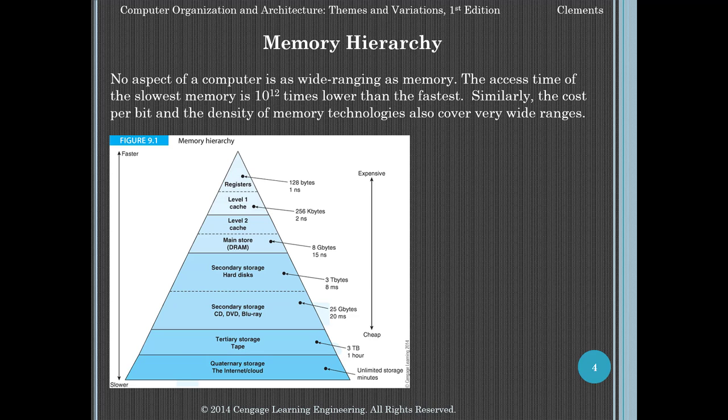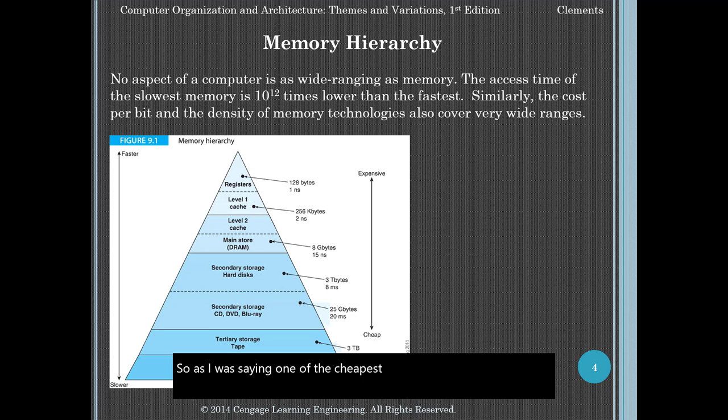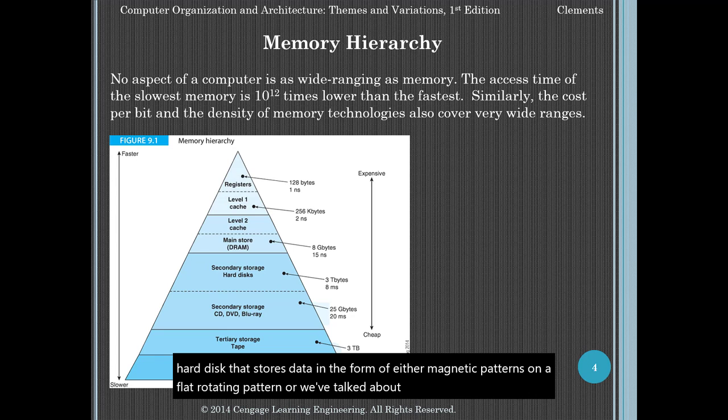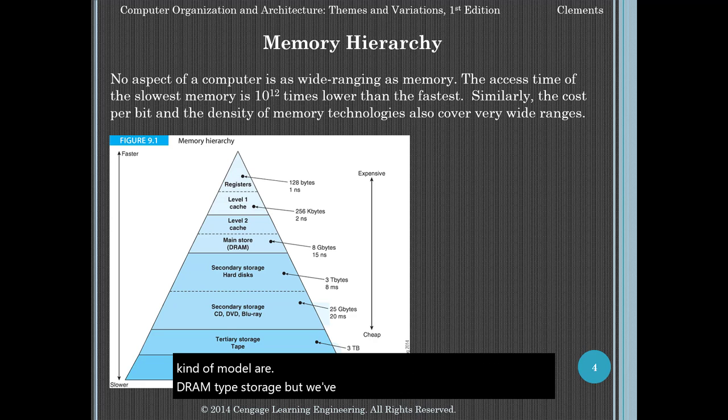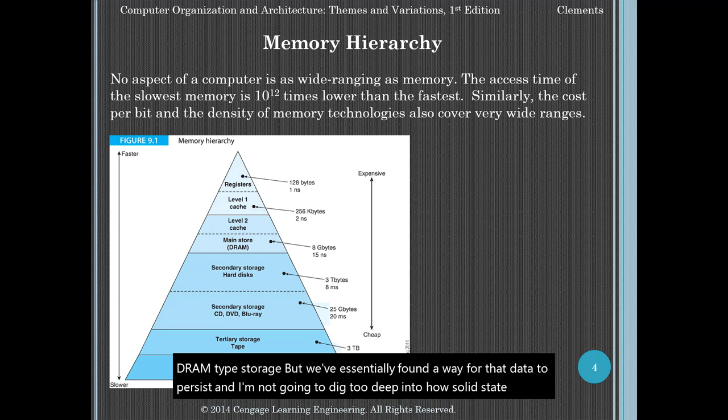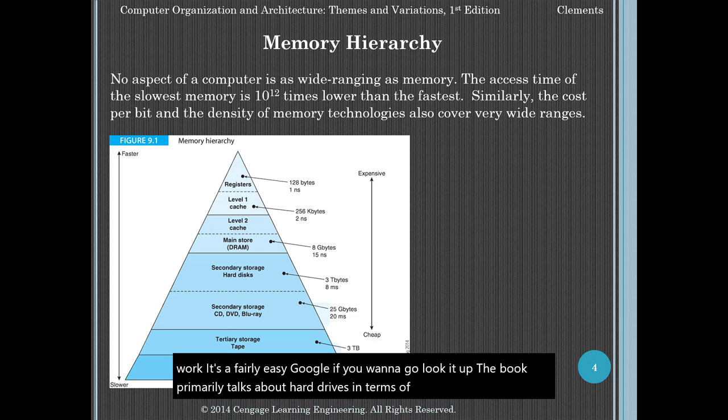So as I was saying, one of the cheapest storage mechanisms is that hard disk that stores data in the form of either magnetic patterns on a flat rotating platter, or we've talked about solid state drives, which kind of model our DRAM type storage, but we've essentially found a way for that data to persist. And I'm not going to dig too deep into how solid state drives work. It's a fairly easy Google if you want to go look it up. The book primarily talks about hard drives in terms of the platter style drives, which I think a lot of people today maybe think is an outdated technology.